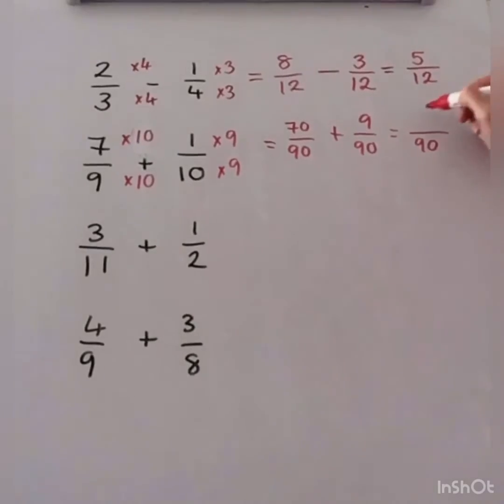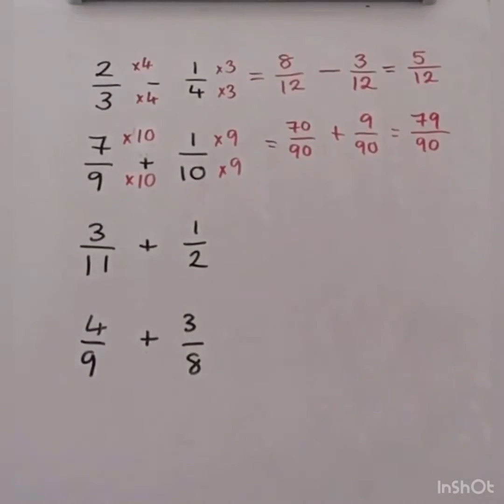We then just add the top. 70 add 9 is 79.